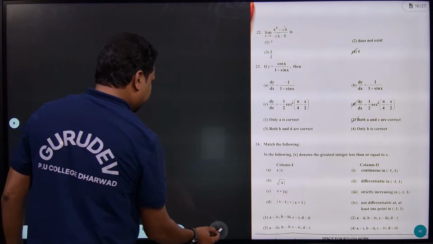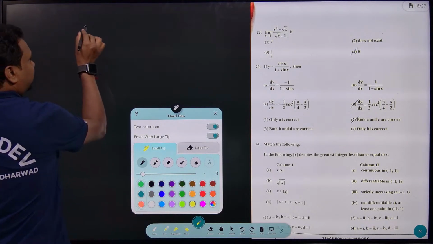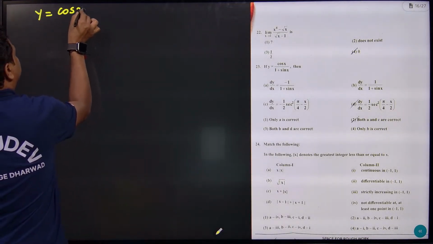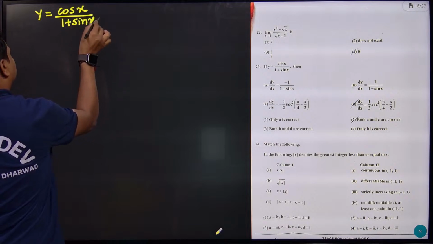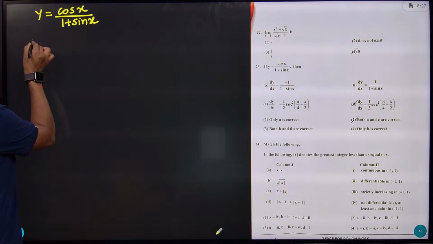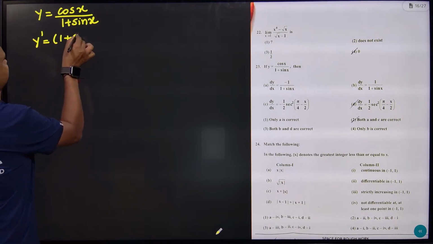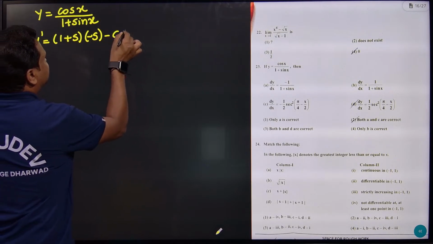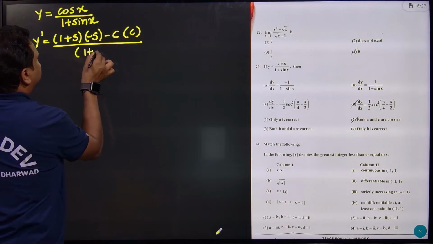Question number 23, which is an interesting question. So, if y is equal to cos x divided by 1 plus sin x. Of course, you can solve this question in two ways. What is the first method? If you ask me directly for y dash, I'll solve it by keeping 1 plus sin x as it is. Differentiation of cos x is minus sin x, minus of cos x as it is. Differentiation of 1 plus sin x is cos x, divided by 1 plus sin x whole square.